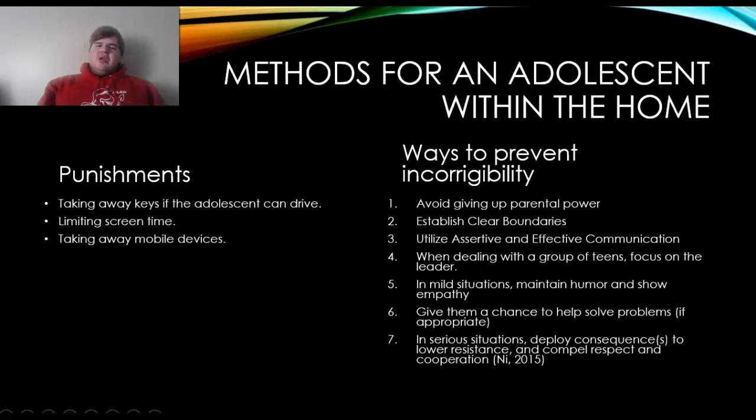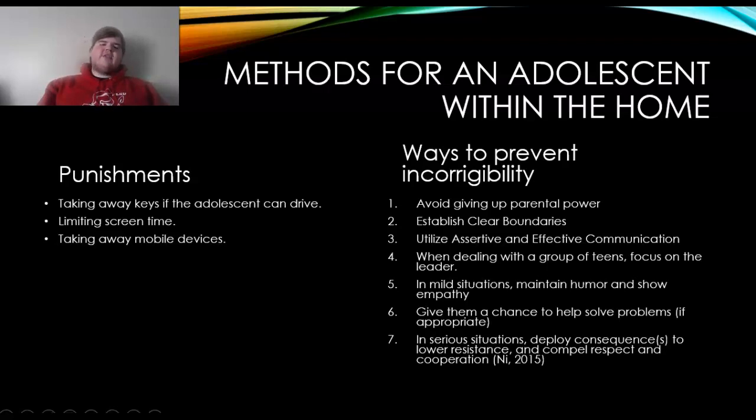Routes that show the juvenile that if you are their parent, you love them. If they have a chance to help you fix the problem, let them fix the problem, or at least let them help you fix it. If they can't help you fix it, don't let them, because if they're unable to fix it, they're going to be unable to fix it regardless of how hard they try. And in serious situations, deploy consequences.